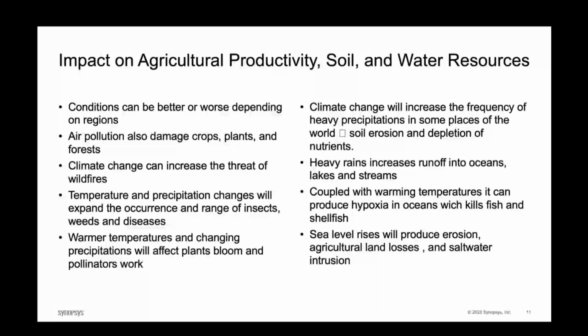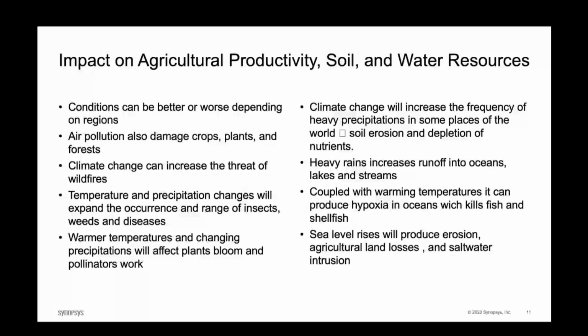So, for example, today we are able to grow some crops in the north of Europe that we were not able to in the past because of climate change. Air pollution also damages crops, plants, and forests. Climate change can increase the threat of wildfire, which is very important because when there is wildfire, we have CO2 emissions. Temperature and precipitation change will expand the occurrence and range of insects, weeds, and disease. And the warmer temperature and change in precipitation will affect the plants' bloom and pollinators' growth.